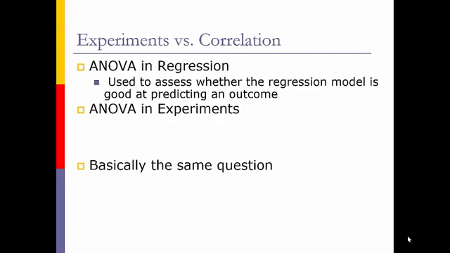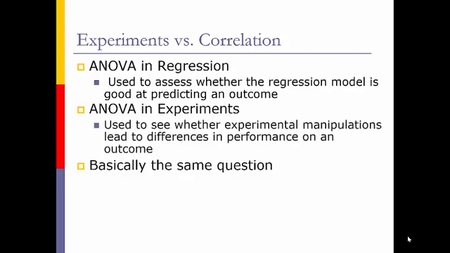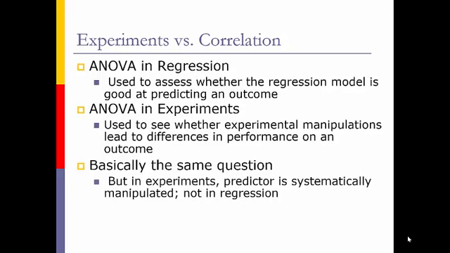In terms of regression, we already used the ANOVA to look at whether or not the model was good at predicting an outcome, essentially whether or not it was better than the mean. When we look at experiments, which is what we're going to be doing from here on out with the ANOVA, we're trying to find out which experimental manipulation led to differences in performance. Hopefully, we have these manipulations set up so that we can increase or improve performance. So essentially, we're asking the same question between regression and experiments, but in experiments, it's more of a systematic manipulation, which we don't have in regression.